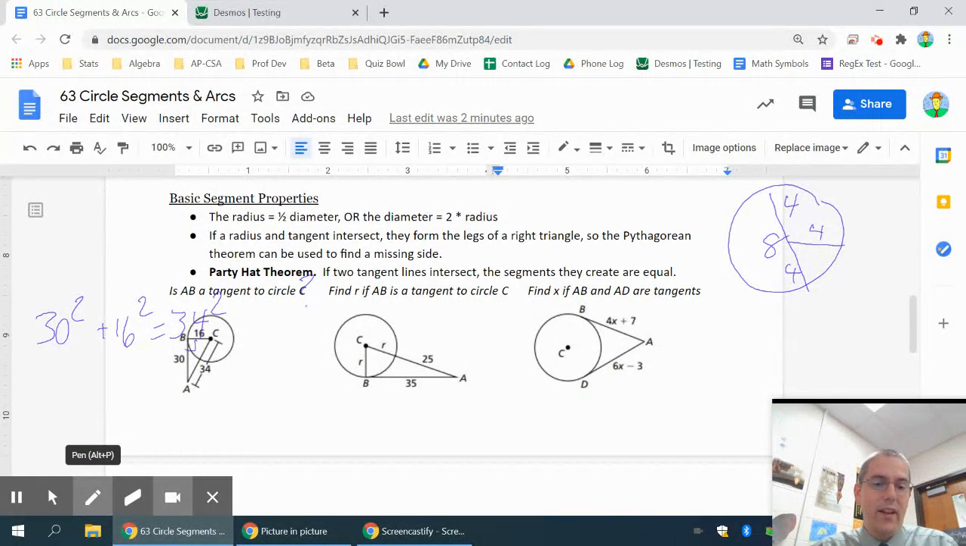So AB is a tangent line if the Pythagorean theorem works, meaning that's a right triangle, or if you know it's a tangent line, you can use the Pythagorean theorem. That's what's happening on this next one.